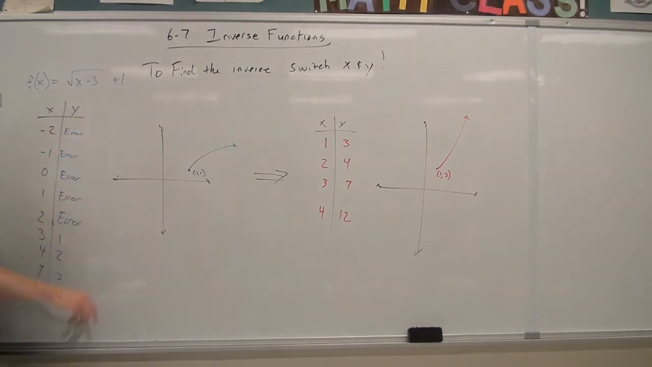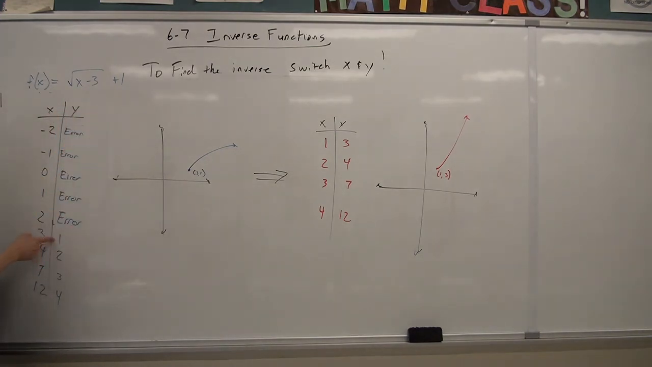So the first value that I can actually use is the point 3. 3 minus 3 is 0, the square root of 0 is 0, plus 1 gives me the point 1. Same thing with 4. 4 minus 3 is 1, square root of 1 is 1, plus 1 gives me 2, and so on and so forth.